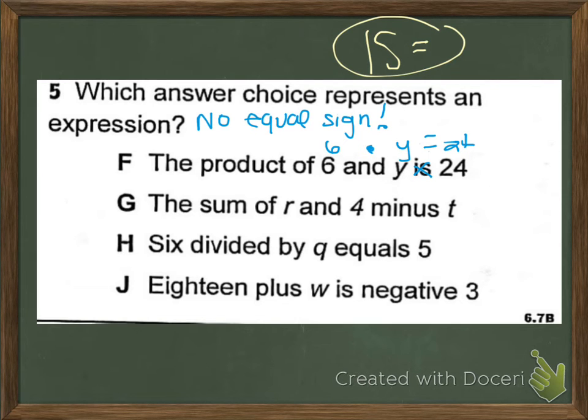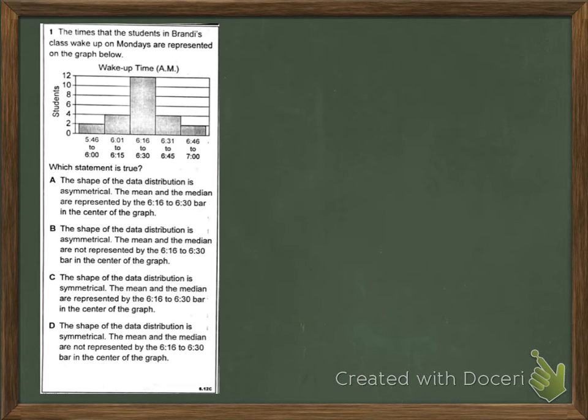Okay, so what else has equals? So we look at H. 6 is divided by Q equals. That one just says the word in it, right? So it says 6 divided by Q equals 5. Okay. 18 plus W is negative 3. That means equals. So the sum of R and 4 minus T. It didn't say is, it didn't say equals, so that is our answer. Okay, so that's it for the first page. The second page, we're going to go through as well.